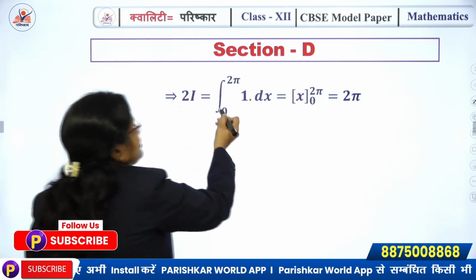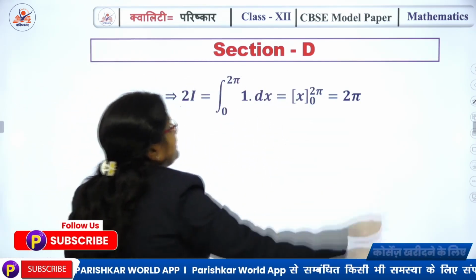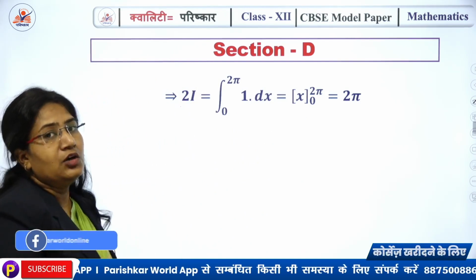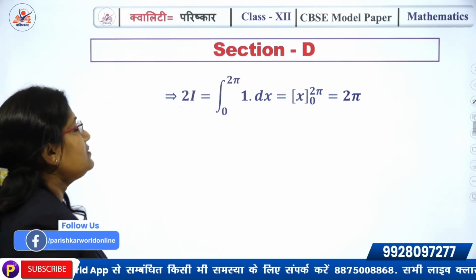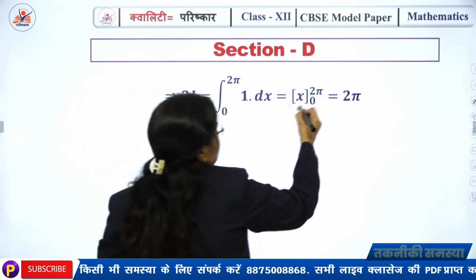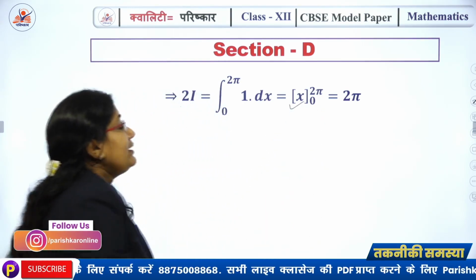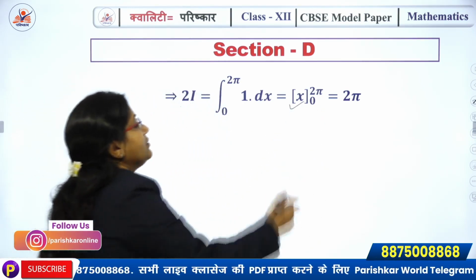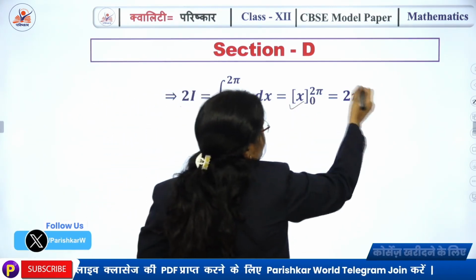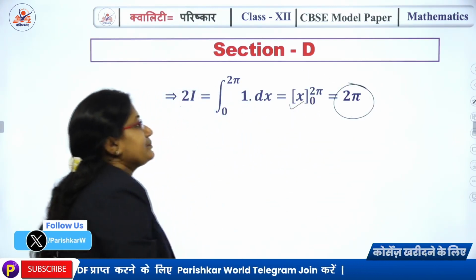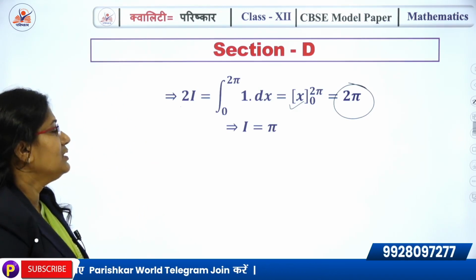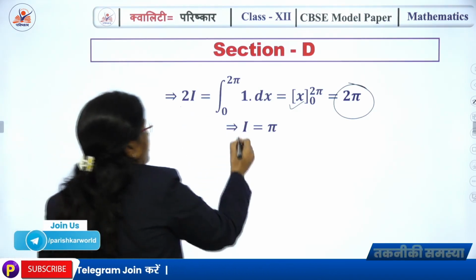So 2I is equal to the integration from 0 to 2 pi of 1 dx, and the integration of 1 with respect to x is x. So put the upper and lower limits in this factor: 2 pi minus 0, which is equal to 2 pi. This is the right solution to the given equation, I equal to pi.